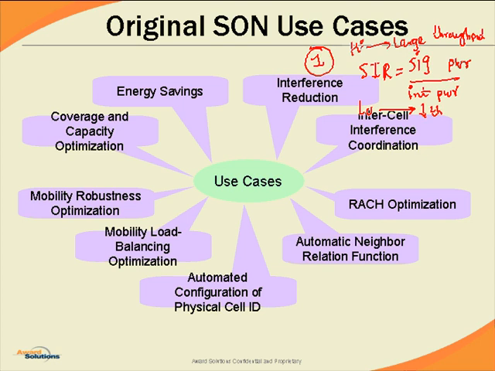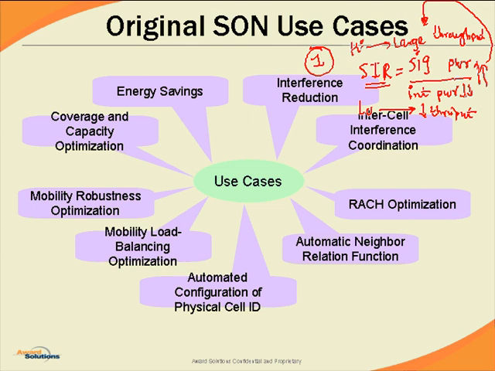So the idea is that if you increase somehow signal to interference ratio, that will improve the throughput. So to increase signal to interference ratio, one of the things we can do is reduce interference. So if we are able to reduce interference, then we will be increasing the signal to interference ratio, resulting in a larger throughput. So one SON use case is to reduce interference so that we can get benefits of higher throughput.